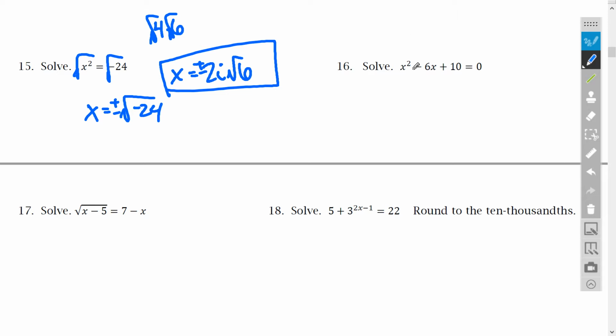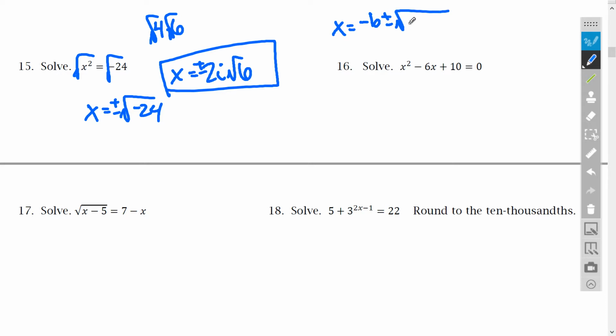Number 16 is just a quadratic, x squared minus 6x plus 10. And we need to solve this. So first we would check to see if it factors. If it factors, we're looking for two numbers that multiply to 10 and add to negative 6. It doesn't look like we can have anything that does that. So after we factor, we have two choices. We can solve this by completing the square, or we can use the quadratic formula. I'm just going to use the quadratic formula.